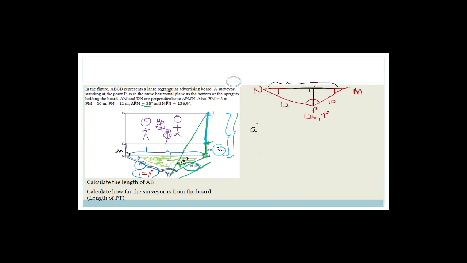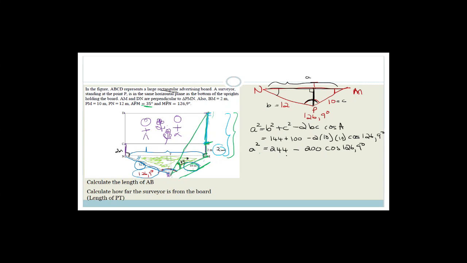So the cosine rule states that a squared is equal to b squared plus c squared minus 2bc cos A. I want this side, so I'm going to let this be a. Then this can be b and this can be c. It doesn't matter which order, as long as the angle we have is opposite the side we want. So a squared is equal to b squared, which is 144, plus c squared, which is 100, minus 2 times 12 times 10 cos of 126.9 degrees. So we've got 244 minus 200 cos of 126.9 degrees is equal to a squared.